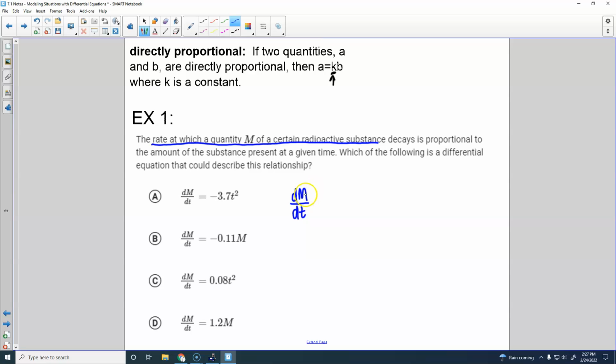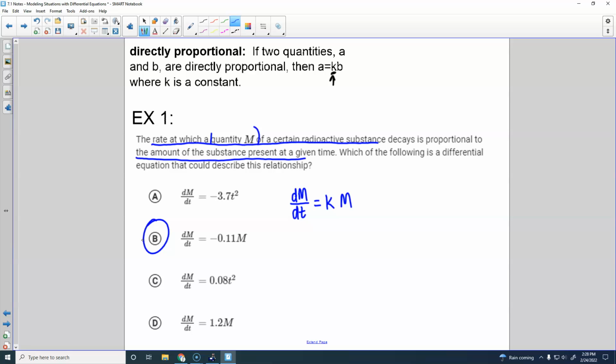So that's our rate over time. It is proportional, and proportional is the same as directly proportional, so it's going to equal, I'm going to put a K right here, it's some number, times the amount of substance present. What variable represents the amount of substance present? M. Because M is our quantity there. So K can be any number, so B would be the answer.